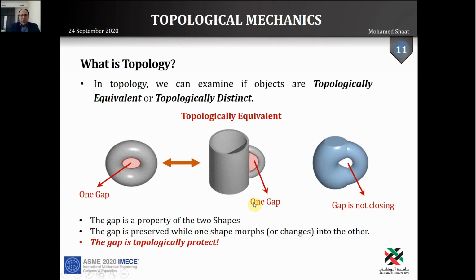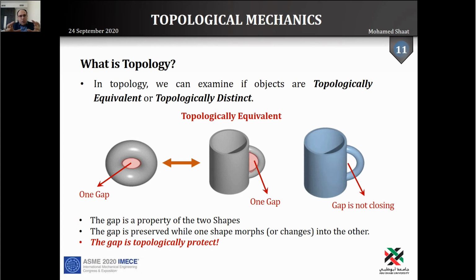This property, as shown here, is the gap. This gap is preserved. It is topologically protected. Thanks to this gap, since it is topologically protected, we're going to say that these two objects are topologically equivalent. So they are the same from the topological point of view.